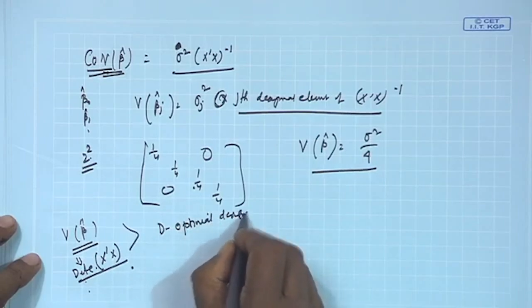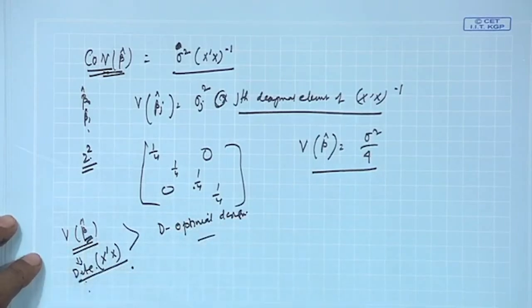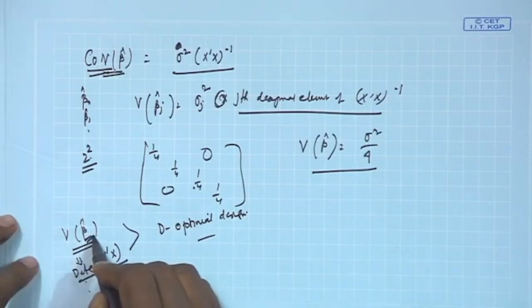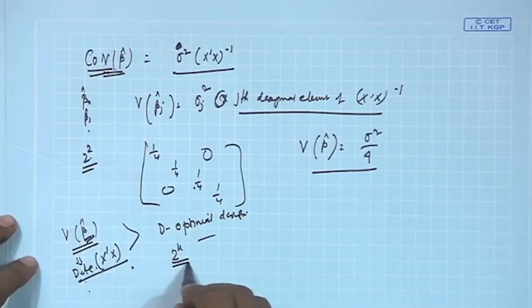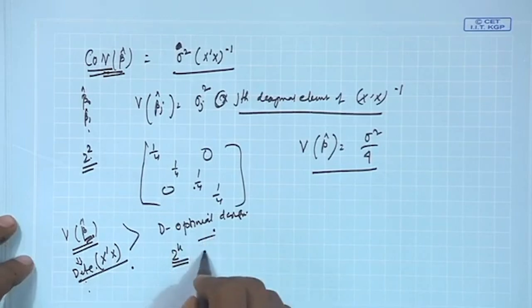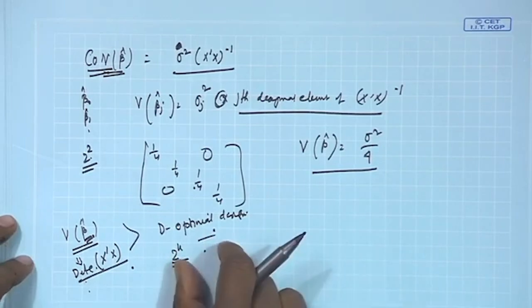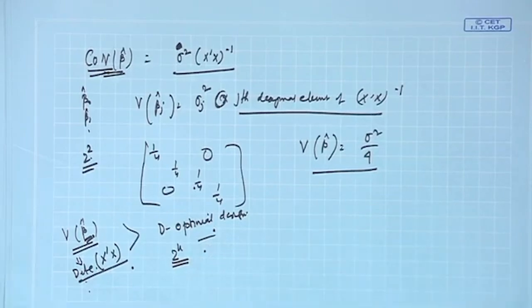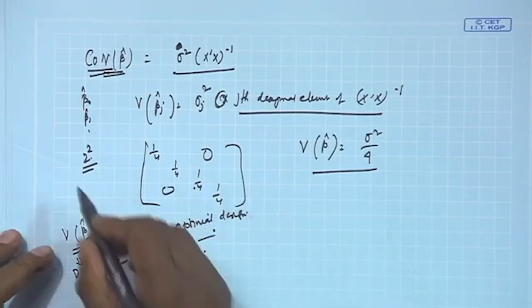That D optimal design is one which minimizes the variance of beta cap, and the 2 to the power k design with first order, with interaction also, is a D optimal design. Okay. So, this is the first.